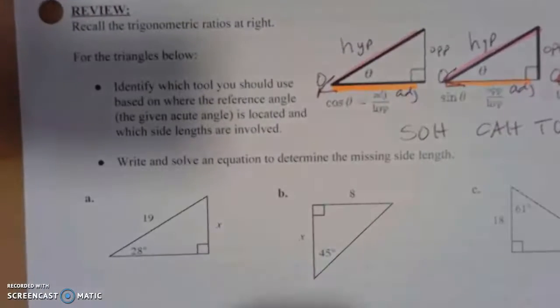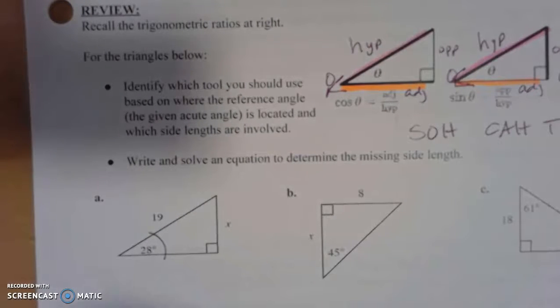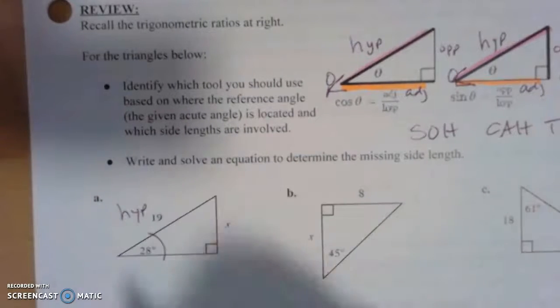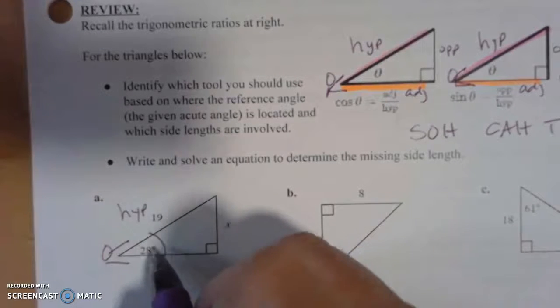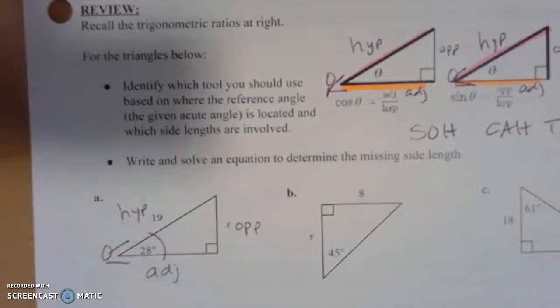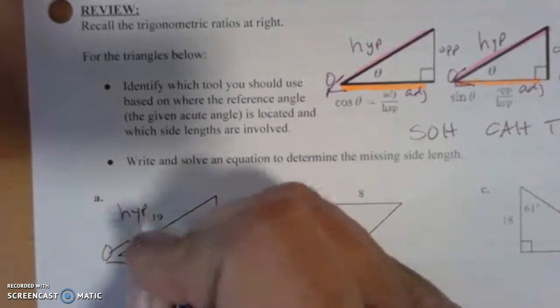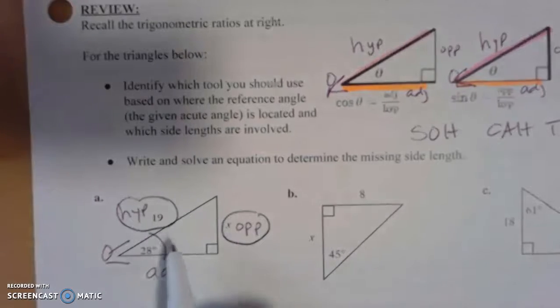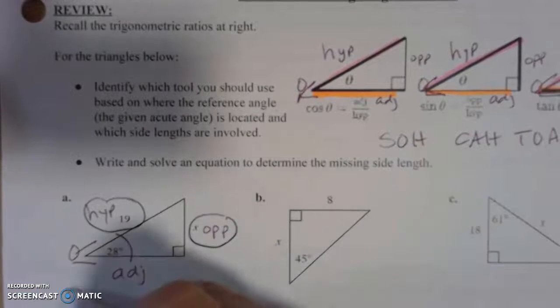We're going to look at our reference angle. The first thing we're going to do is mark our reference angle. And then we're going to label the hypotenuse. Well, if I'm standing here, this is my hypotenuse, and this is adjacent, which means this is opposite. So now we're going to look and see what information we have. Opposite and hypotenuse. So we go to our little acronym. Opposite and hypotenuse is sine.